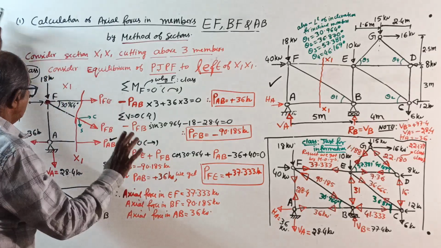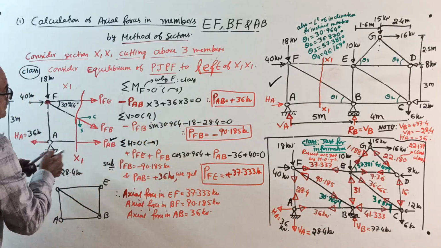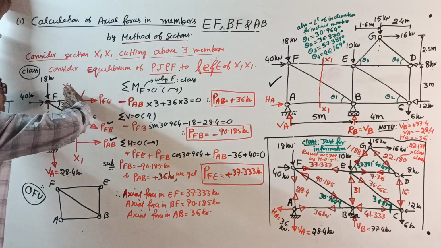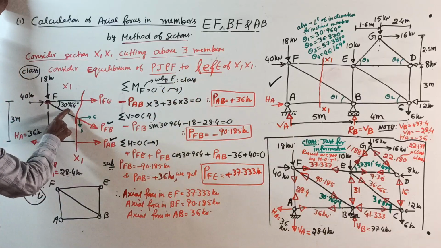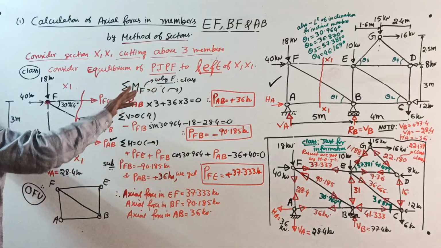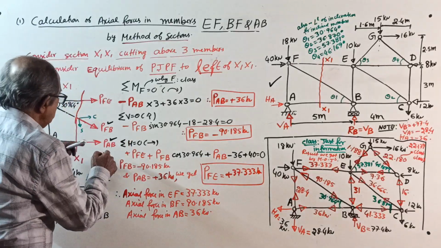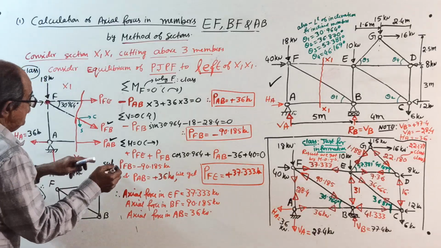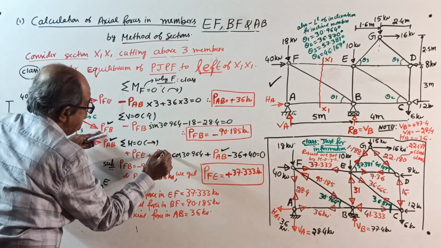Sigma H equal to 0. Take right side positive. Now you know the value of PFB also. The only unknown is PFE: plus PFE plus PFB cos 30.964 plus PAB plus 40 minus 36 equal to 0. By this time, you know the value of which one? You know the value of PAB. PAB is known and also PFB is known.